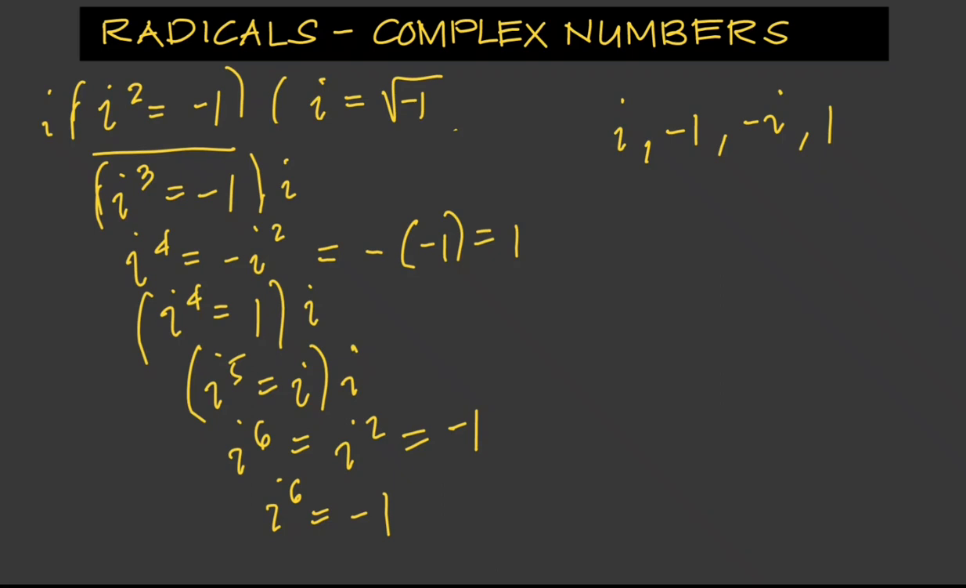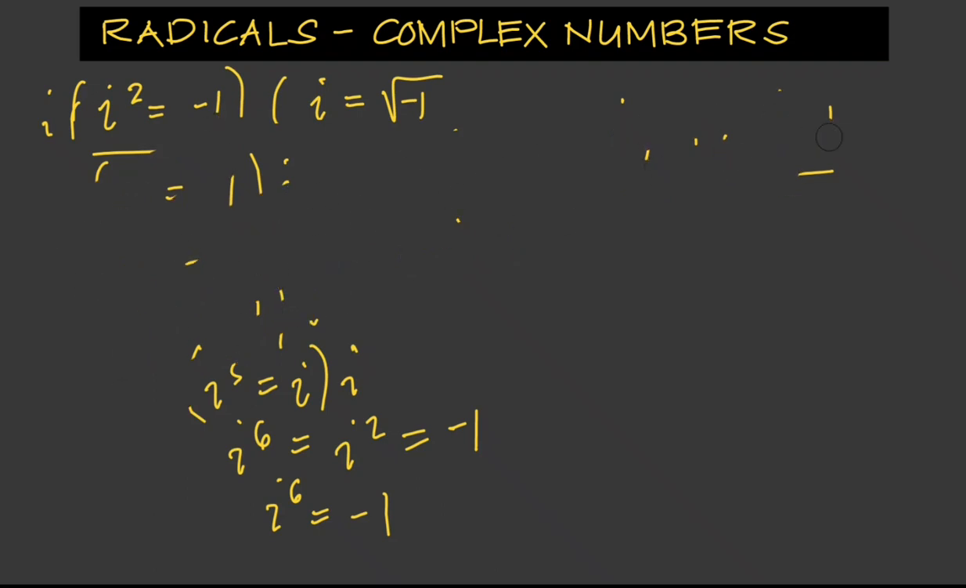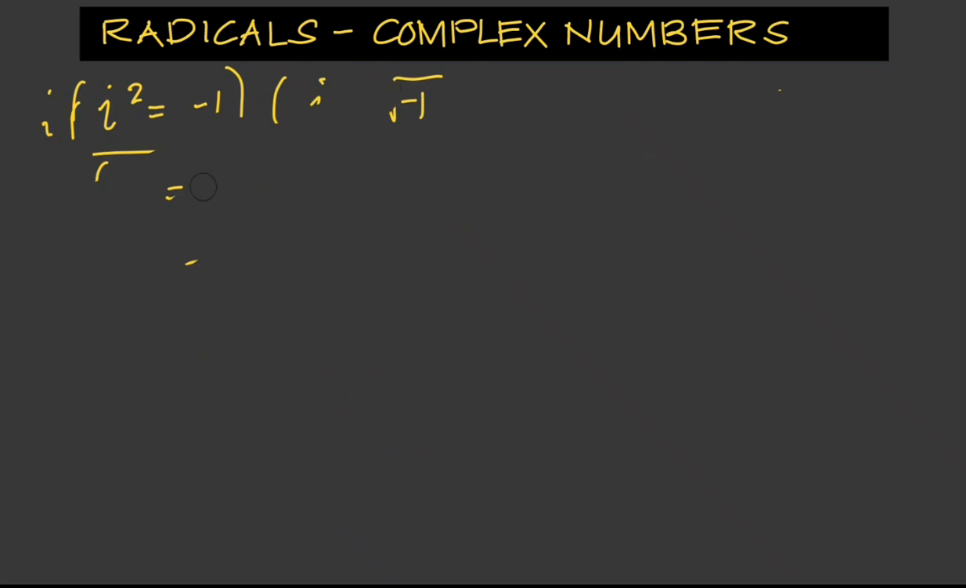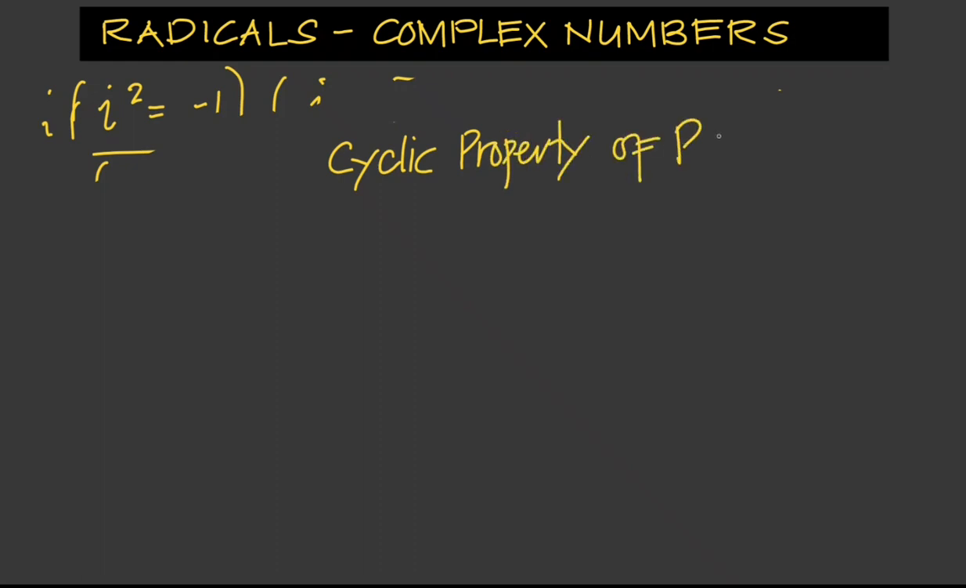As there are 4 different possible answers in this cycle, if we divide the exponent by 4 and consider the remainder, then we can simplify an exponent on i by learning these 4 values. We call this the cyclic property of powers of i. Let me write that down.